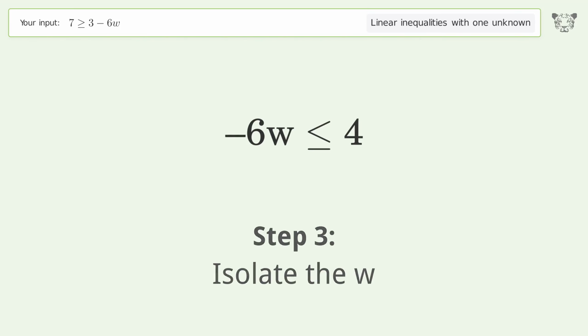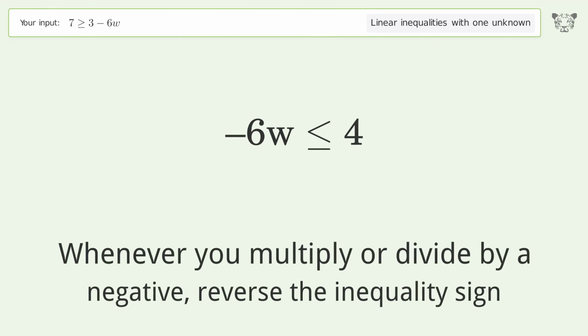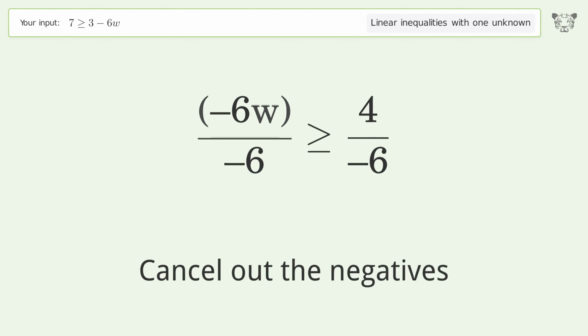Isolate the w. Divide both sides by -6. Whenever you multiply or divide by a negative, reverse the inequality sign. Cancel out the negatives.